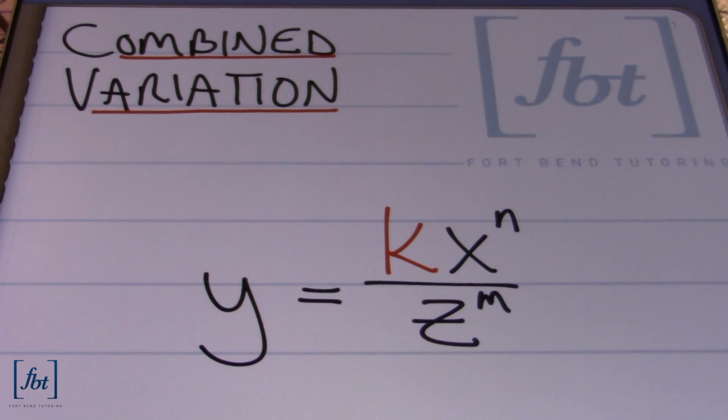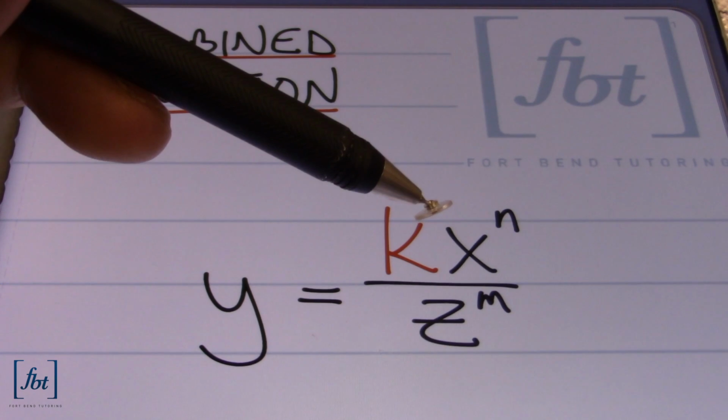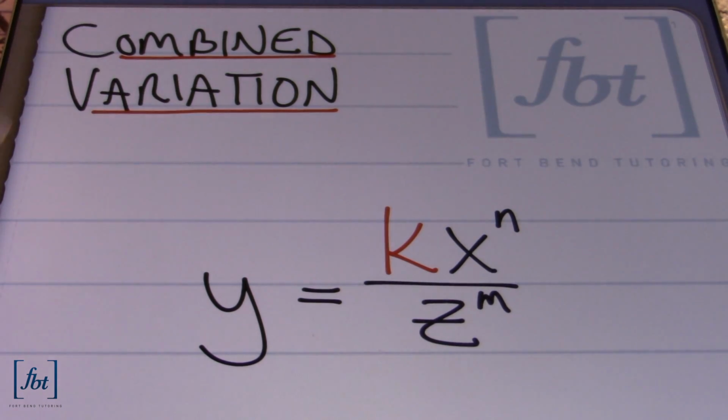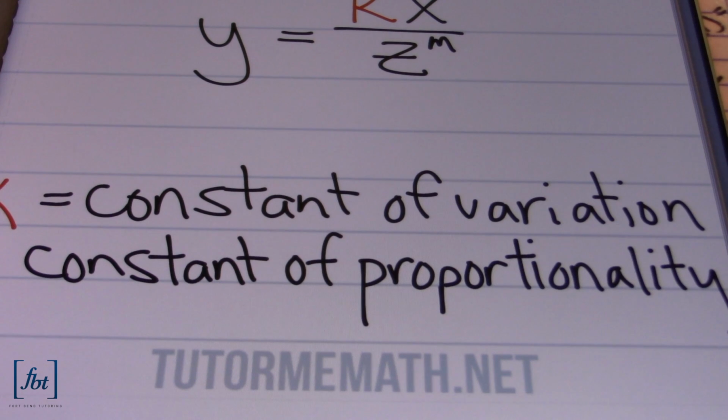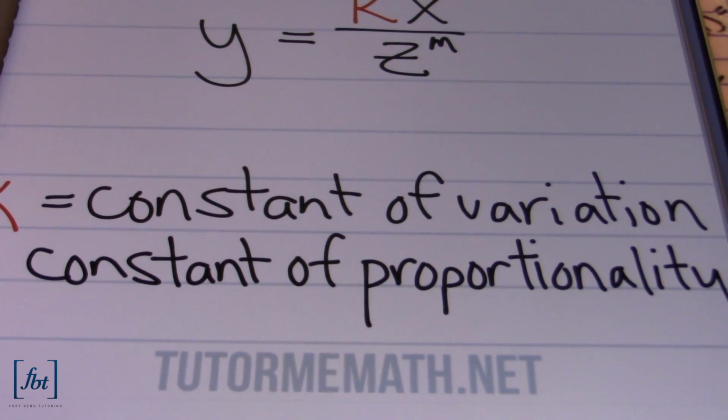So based on our form here, y varies directly as x and inversely as z. So this is the setup that will help us solve our combined variation problems. And you should be aware that it's going to be k, our constant of variation, also called the constant of proportionality, that we'll be solving for and using throughout these problems. All right, well, let's get started. Problem number 1 coming up.